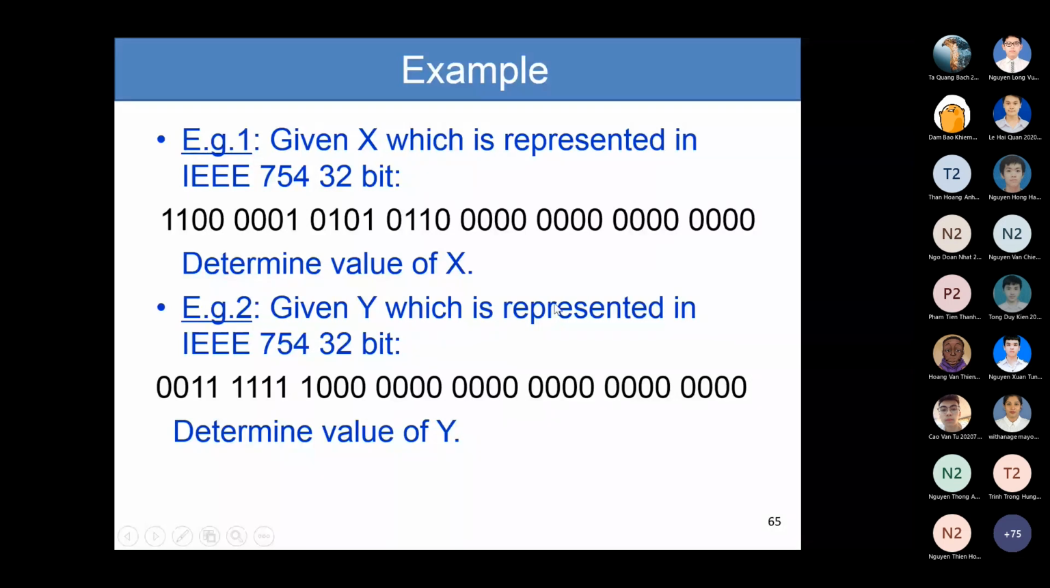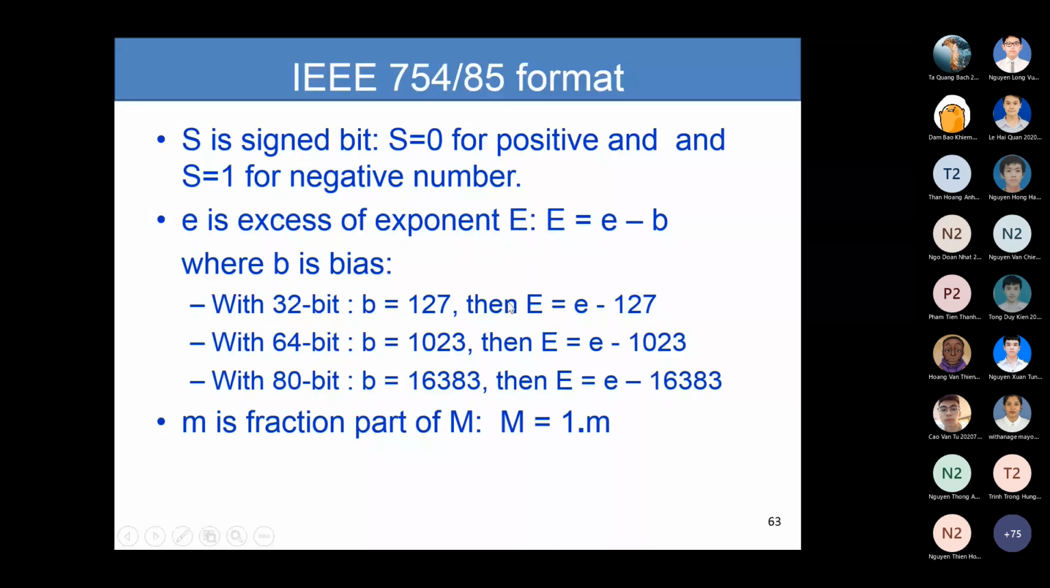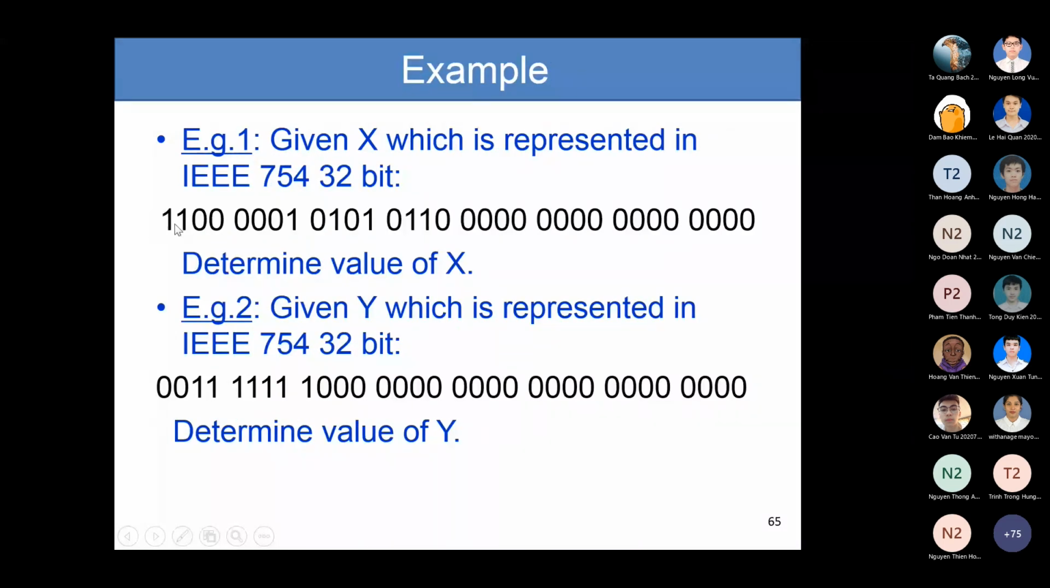So you can find that big E equals small e minus 127. So big E equals 3. Okay, so we know that the sign bit equals 1, it is negative, and the exponent equals 3. And about this mantissa, 1, 2, 3, 4, 5, 6, 7, 8. Okay, the mantissa equals 0.101011.